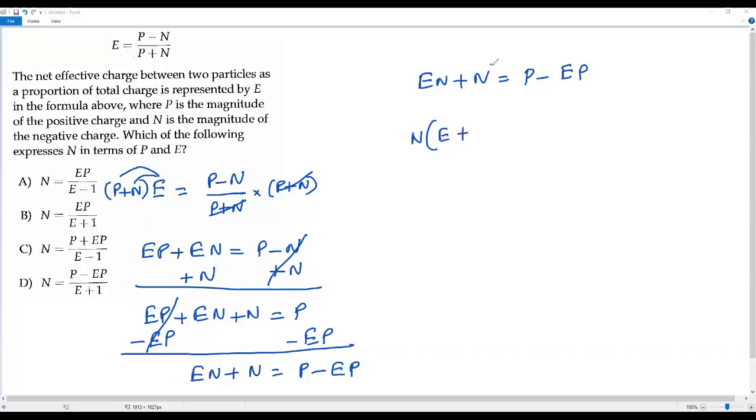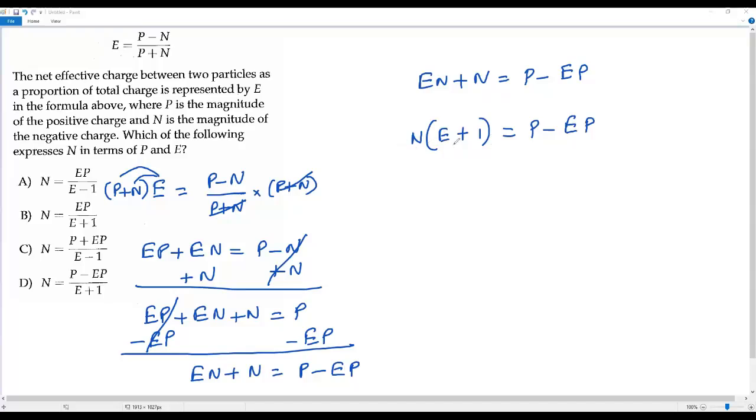And to know what I have left in the second term, it's the same thing. I have to divide this one by the one I factor out, that is N. When I divide N by N, N will cancel, and I'll just get 1. So I have (E + 1) left, multiplied by N, equals P − EP. Okay, now I have factored N out.